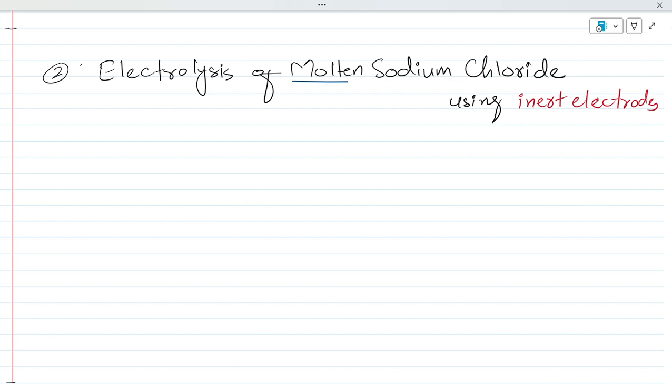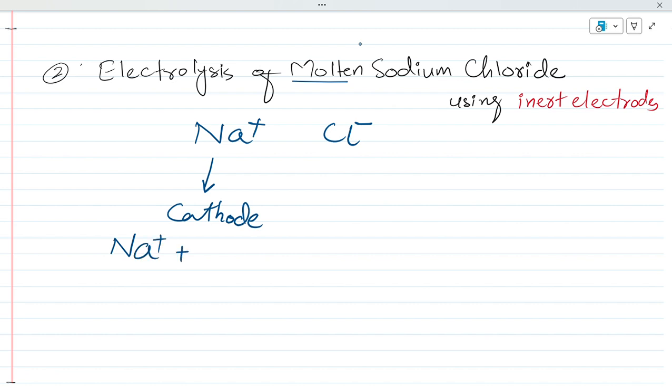So there is molten sodium chloride using inert electrodes. In this sodium chloride, sodium ion is a positive ion and chloride is a negative ion. Sodium will be attracted towards the cathode and it will gain electrons from the cathode in order to neutralize itself. Like Na+, it will gain one electron from the cathode and neutralize itself as sodium metal.